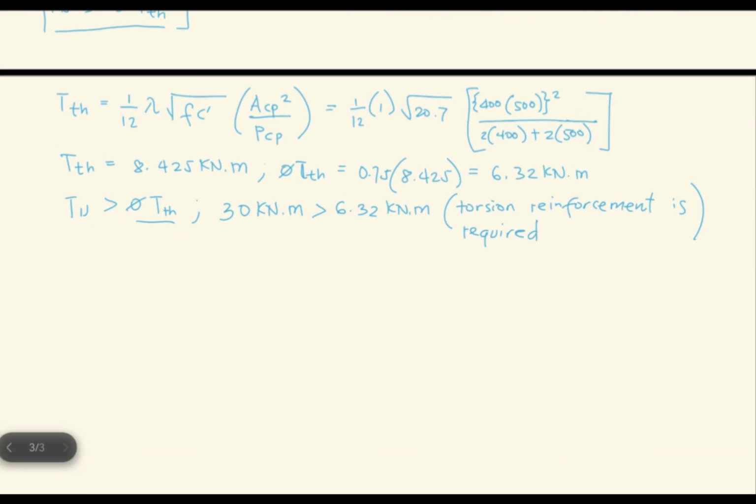We now equate Tu with phi Tn. Tn is equal to 2 Ao Af yt cotangent theta divided by s.